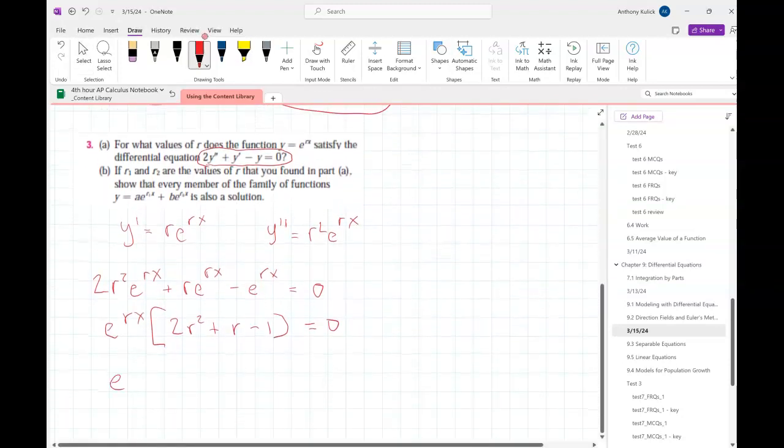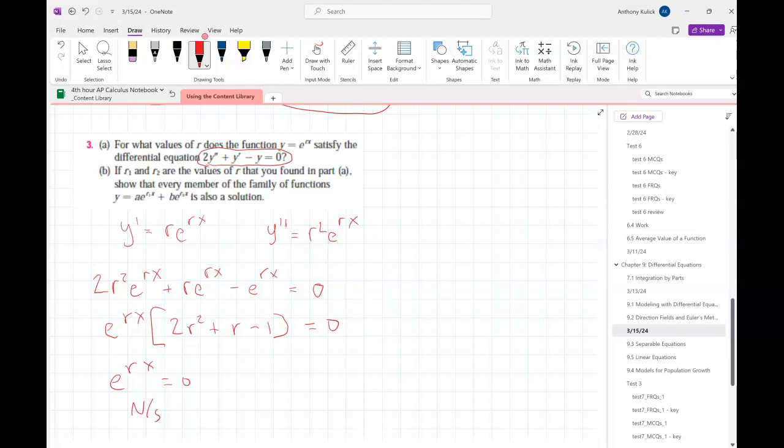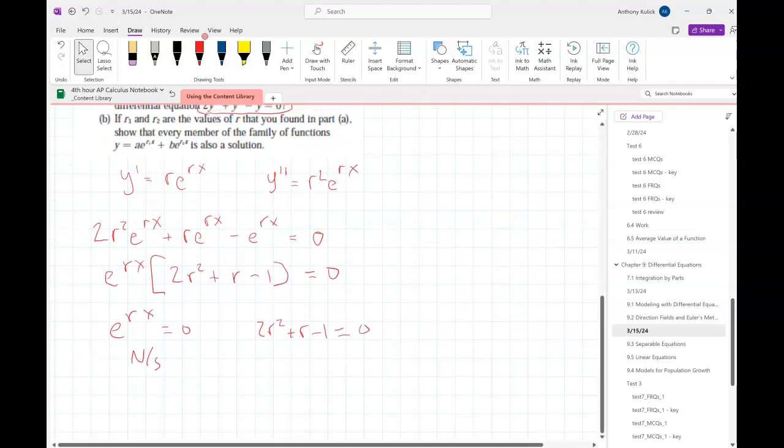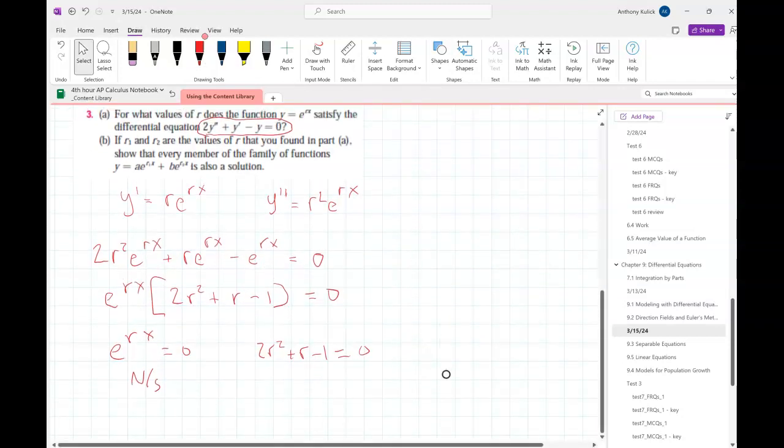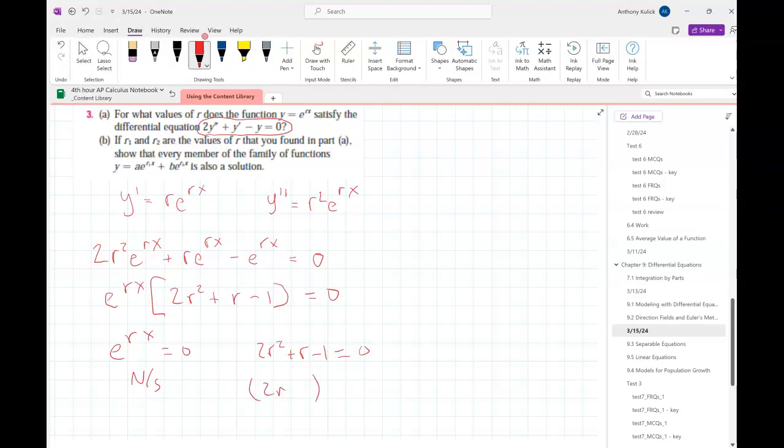And I'm going to apply the zero product property. I know that an exponential is never going to equal 0, so that has no solution there. And then I'm going to look for either a way to factor 2r squared plus r minus 1 equals 0 or use the quadratic formula. Either would be appropriate. This should be an easy factoring one, so I'm just going to try to do it by factoring. So let's see, that needs to be the plus and that one needs to be the minus. So r should be 1/2 or -1.